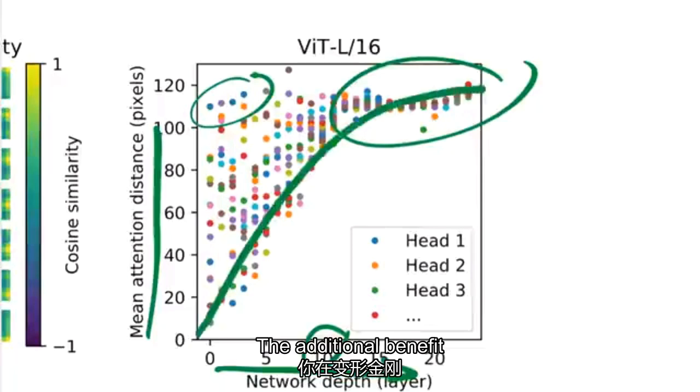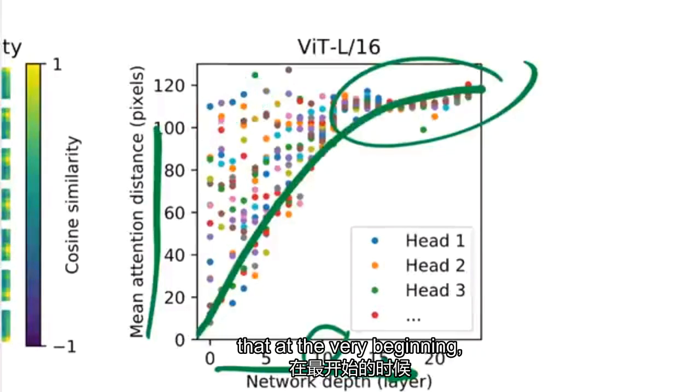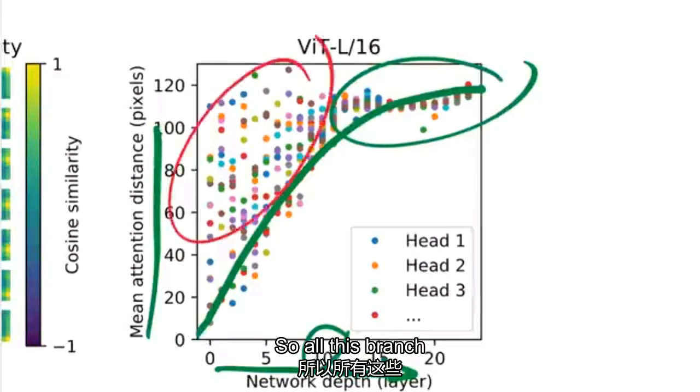The additional benefit you get in the transformers is, of course, that at the very beginning, you can already pay attention to things that are very far away. You cannot do that with convolutional networks or when you use local attention. So all this branch up here, that's kind of the gain that transformers can make. They can attend to very far away things right at the lower layers.